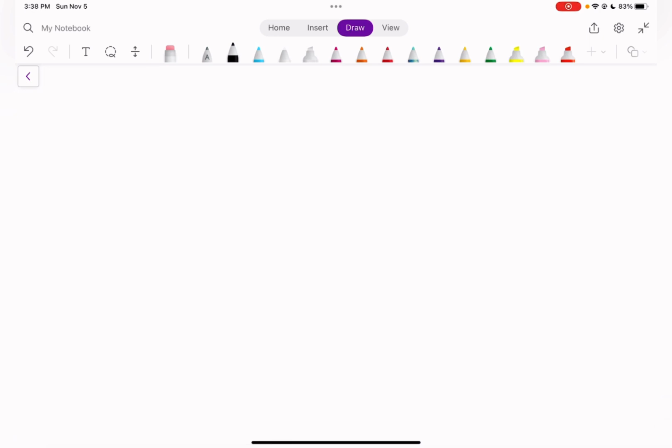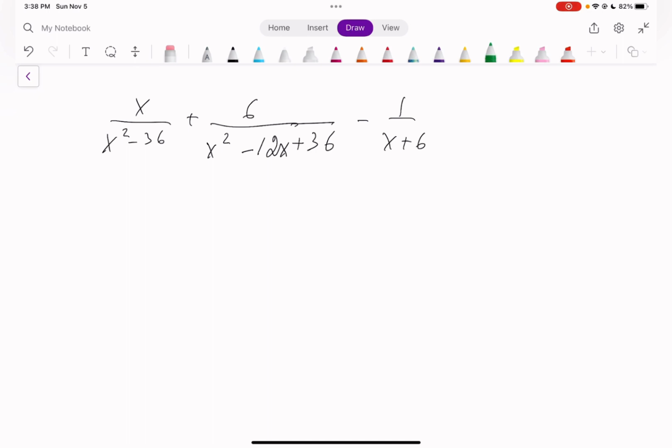We have x over x squared minus 36 plus 6 over x squared minus 12x plus 36 minus 1 over x plus 6. Okay, so I'm breaking down. Look here, x squared minus 36 is x minus 6 times x plus 6, right? x squared minus 12x plus 36 is going to be x minus 6 times x minus 6, or x minus 6 squared. And here we have x plus 6.